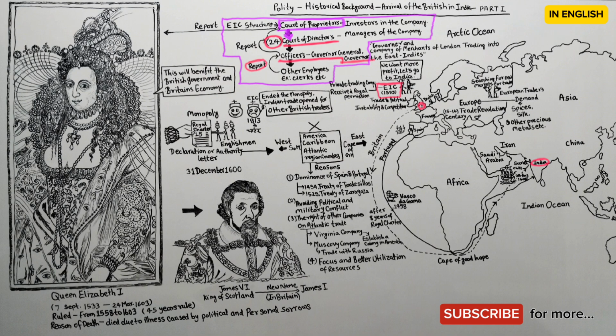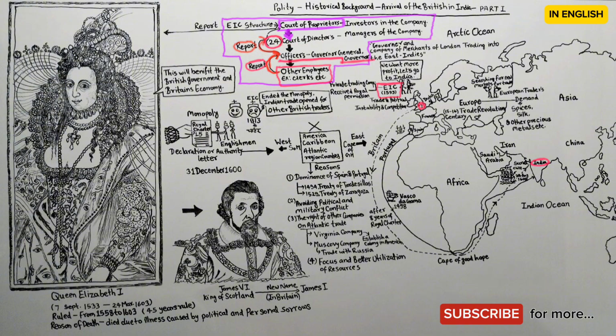Any information from the junior officials like clerks and other employees of the company first went to the governors, and then from the governors to the governor general, and then all these governors reported to the court of directors, whose total number was 24 in the company.